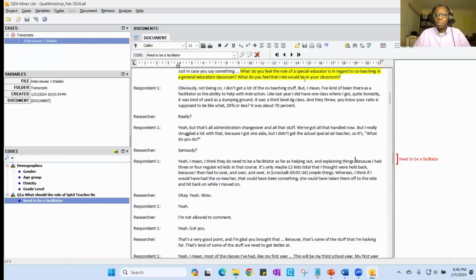And you see why I highlighted? Because we're going through this and you want to make sure that you're answering the right question. So I highlighted it and I'm like, okay, yeah, that's the question.